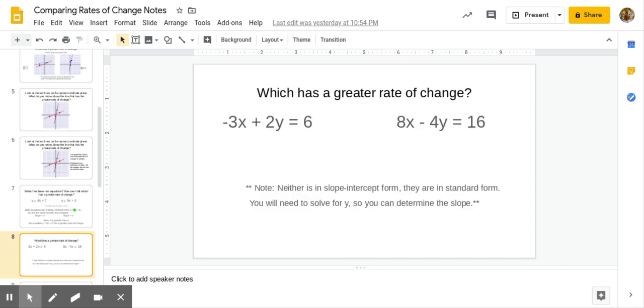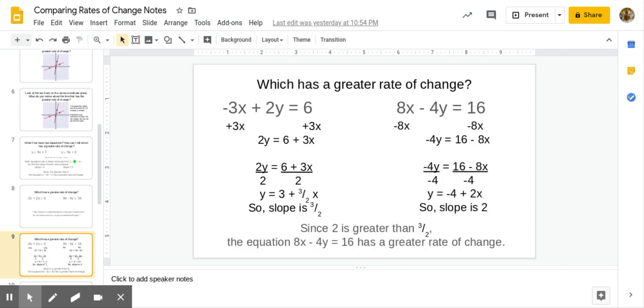Now let's look at these two equations. They are not in slope-intercept form. Which of these has a greater rate of change? Because they are in standard form, you will need to solve for y so you can determine the slopes. Remember, when solving for y, it is your goal to keep y where it is and move everything else away from the y. In the equation on the left, that means we would need to move the term negative 3x. To move it, we would use its inverse, positive 3x. We would add that to each side of the equation.